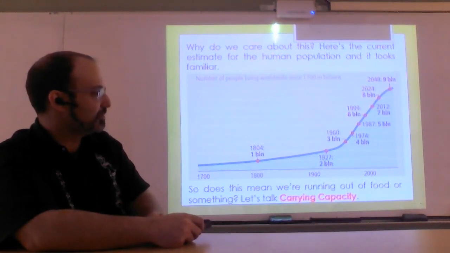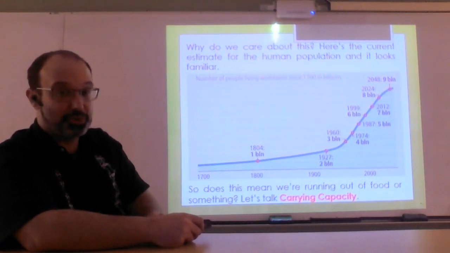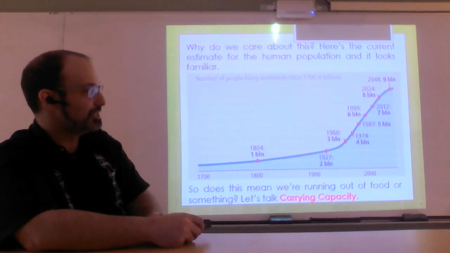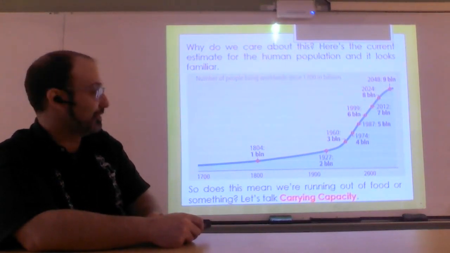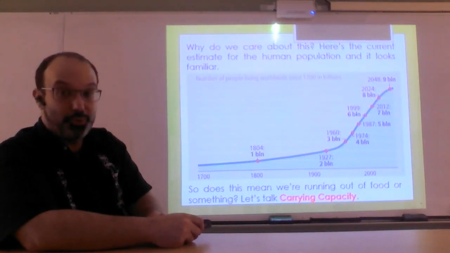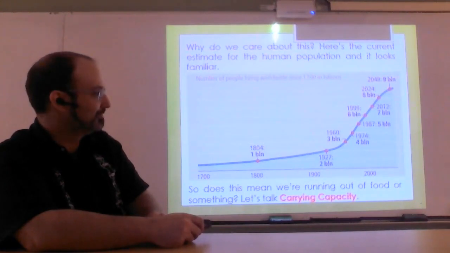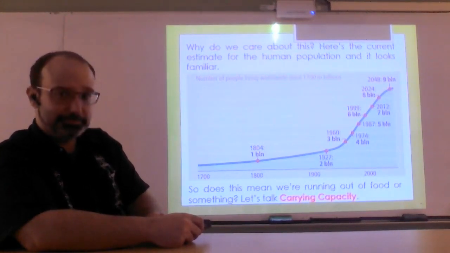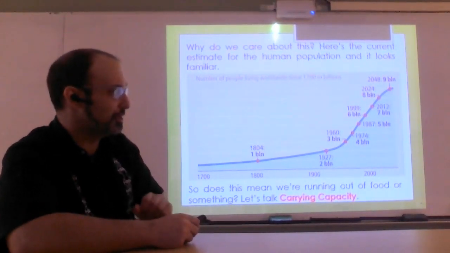Our second billion was in 1927. It took quite a bit. Our third billion was 1960. That did not take nearly as long. 4 billion was 1974. Whoa. What happened? Well, a couple things. We've talked about some of these, but let's take another look here.